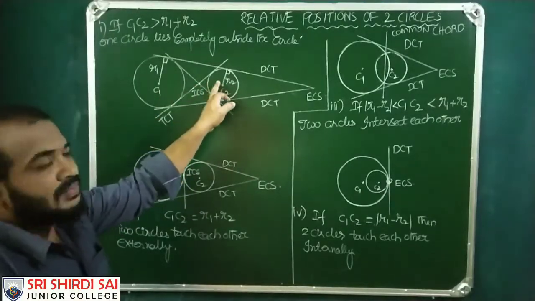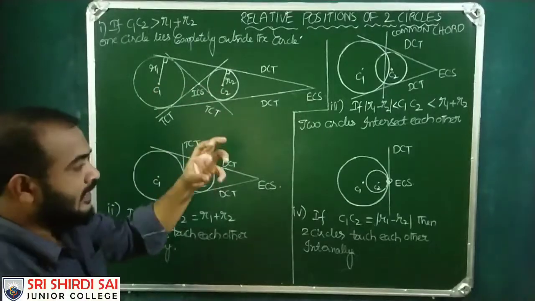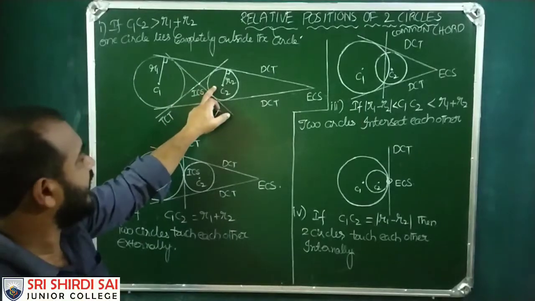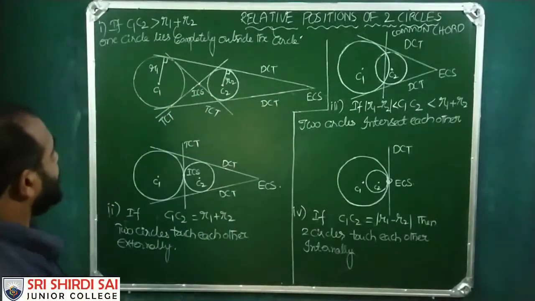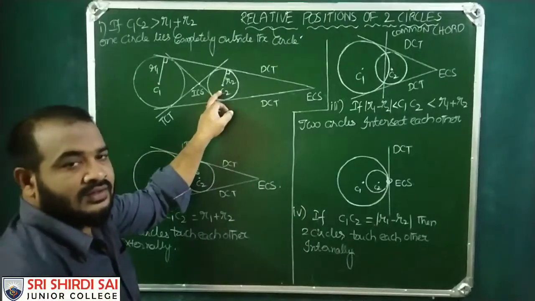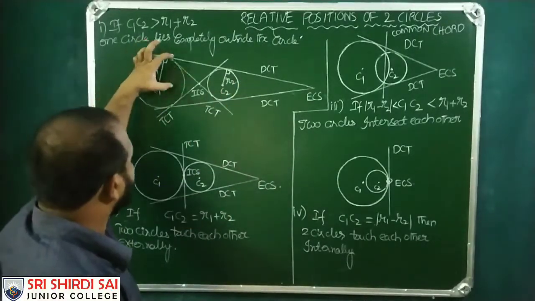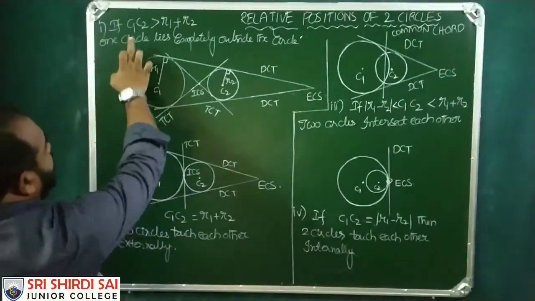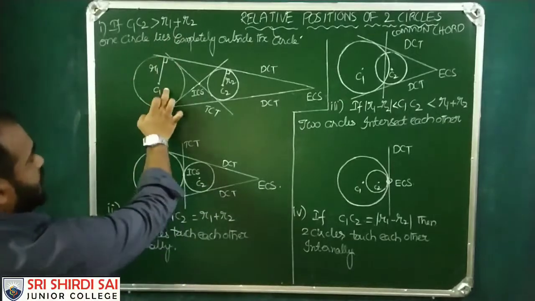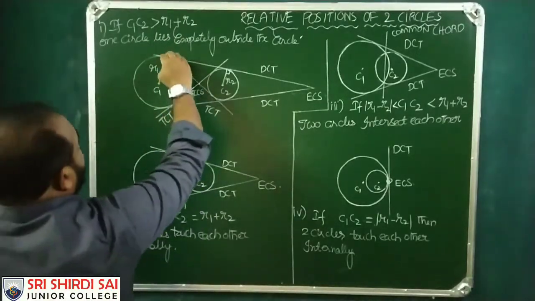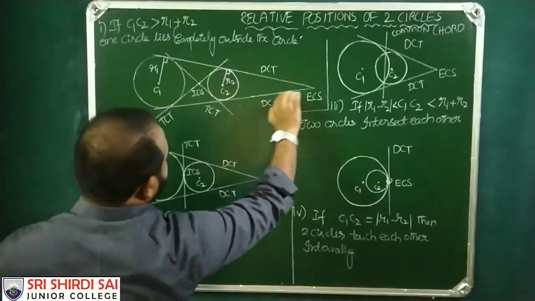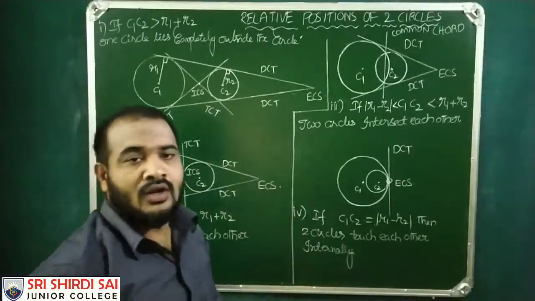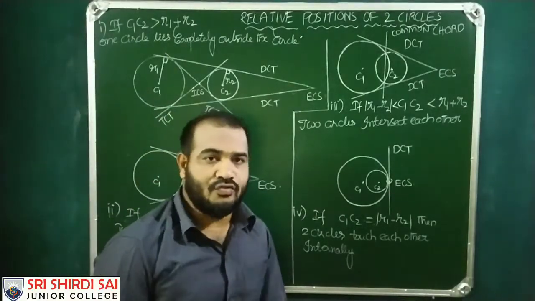One circle lies completely outside the other circle. They neither touch nor intersect, like this. C1, C2 are the centers of the circles and R1, R2 are the radii. In this case, if C1C2 is greater than R1 plus R2, there will be two direct common tangents and two transverse common tangents possible. So a total of 4 common tangents are possible.